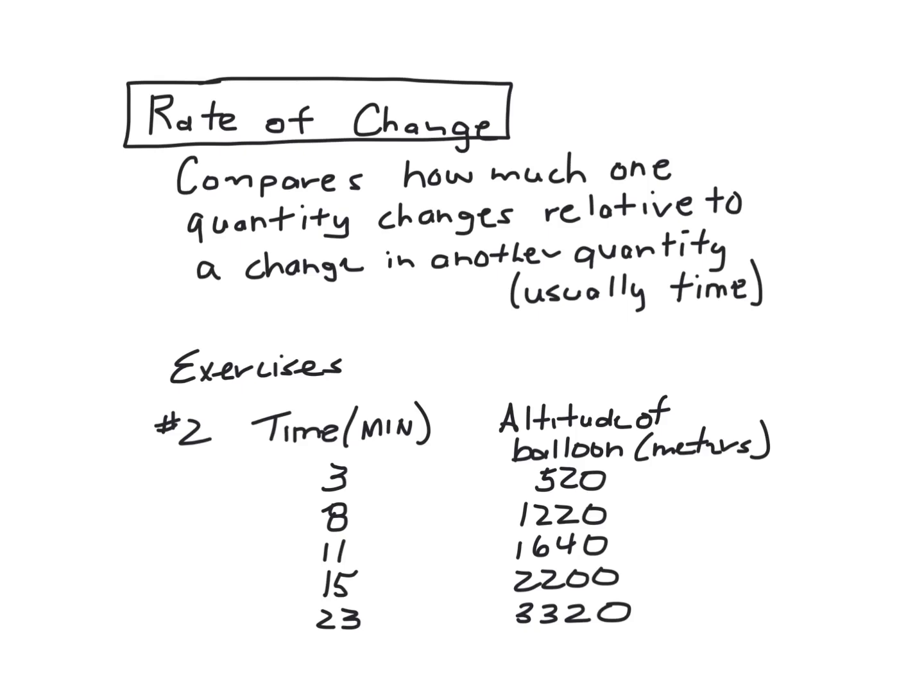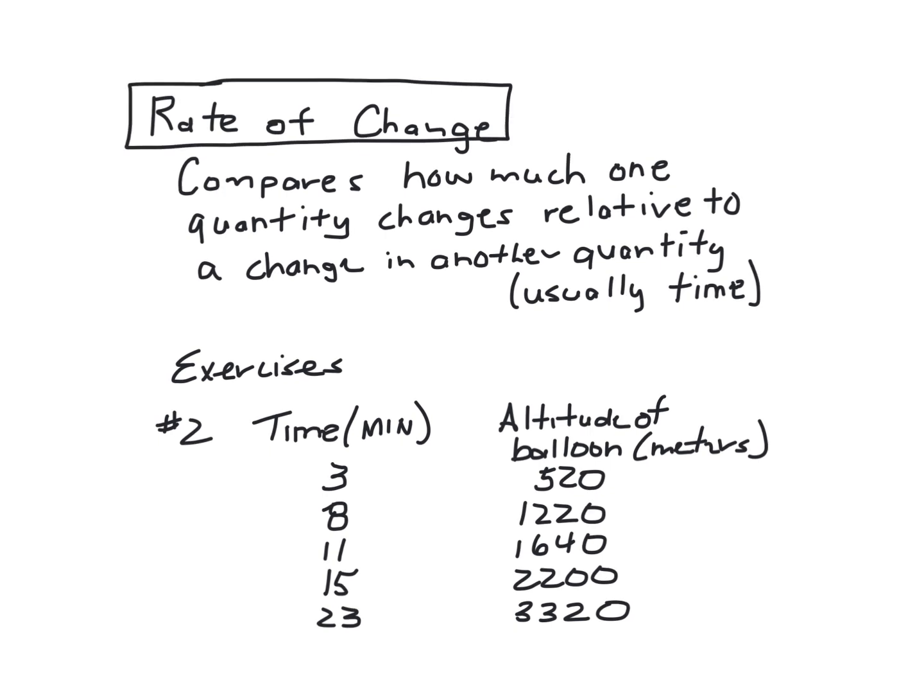Algebra 2 concept students. Today we're going to talk about rate of change and then slope. Basically, rate of change is what slope is in the real world, with some real world examples. We're going to compare how much one quantity changes relative to a change in another quantity, and that other quantity is usually time. So these are exercises from page 17 in your packet.